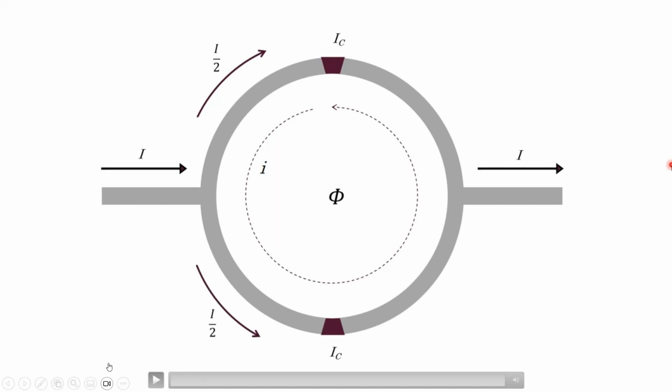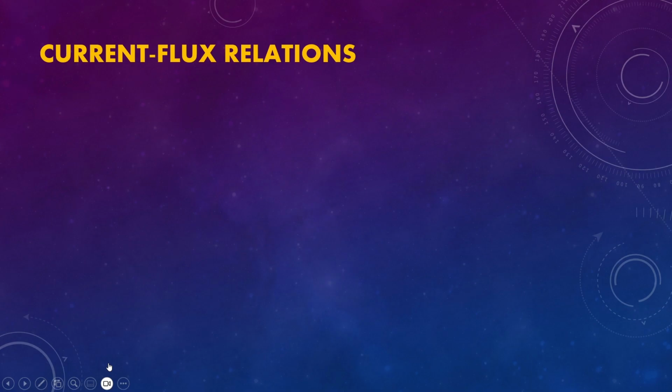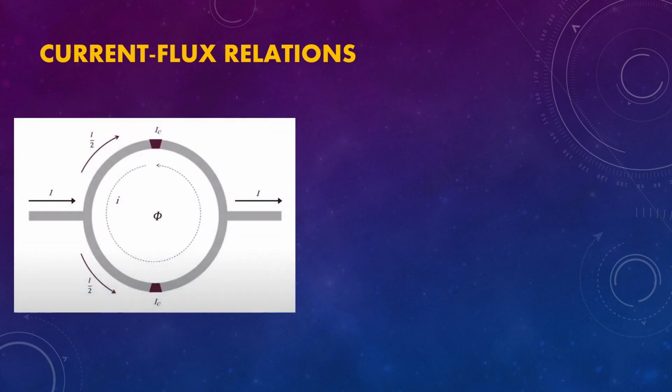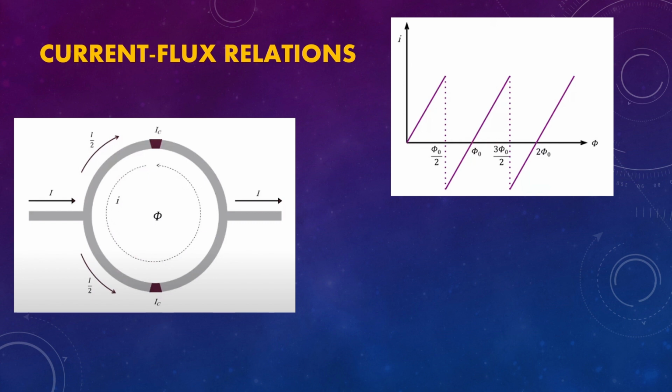Current flux relations. This is where the quantization of magnetic flux comes into play. The circulating current will increase proportionally with the applied flux up to a point corresponding to half the quanta. Since the circulating current is proportional to the energy, at this point it is energetically favorable to reverse the direction and maintain the same magnitude, and once again restoring the original state at exactly one integer value of the quanta.